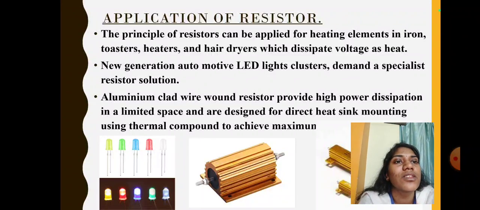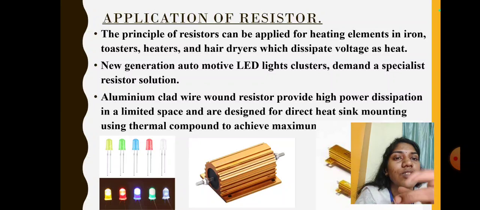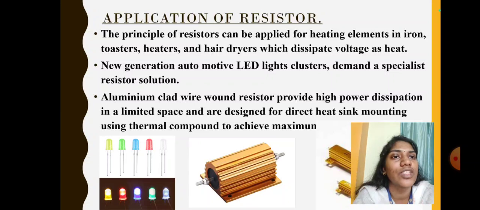So the principle of resistor can be applied for heating elements in iron, toasters. There are many toasters, right? Specifically irons, toasters, heaters, hair dryers that dissipate voltage as heat. Dissipate means nothing, it's very simple. Dissipate means outflow of energy in the form of heat.